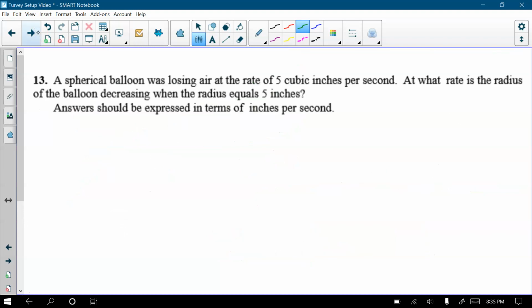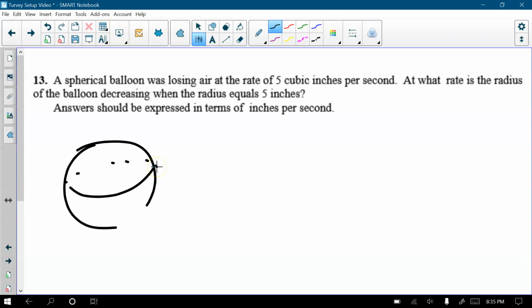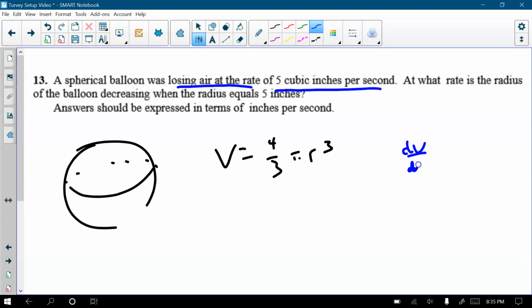And please tell me this is the last one. Oh my gosh, two more. Okay, spherical balloon. Well, I just gave you the formula for that. That's going to be volume equals 4/3 pi r cubed. Okay, losing air at 5 cubic inches per second. So that means dV/dt equals negative 5 inches cubed per second. Again, I knew that was the rate because it said inches per second. I didn't get excited about it.